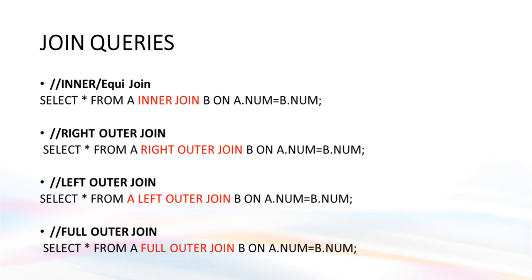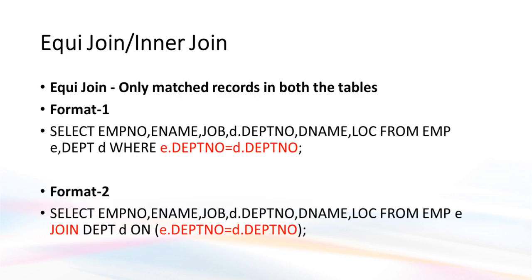Now let us see a few examples. I said two notations we can write, right? The first notation is by using keywords. The second notation is by using the operator.